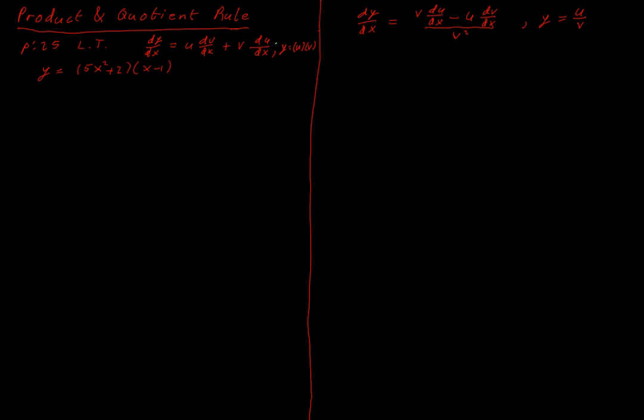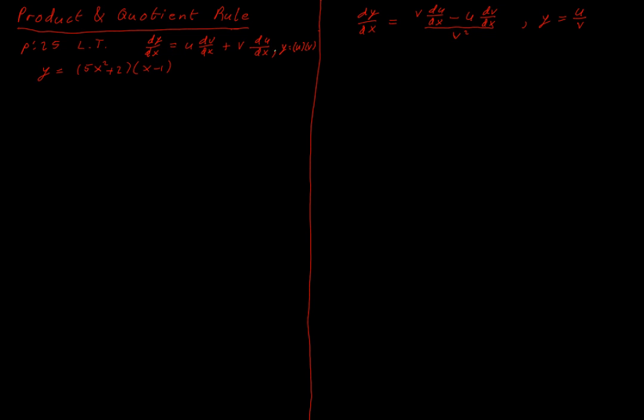Hello. In our video today we're going to look at the product and the quotient rule for differentiation. Now product is a mathsy word for multiply and quotient is a mathsy word for divide. So what we're going to be doing is looking at rules for when we have things multiplied together and we have things divided by each other.